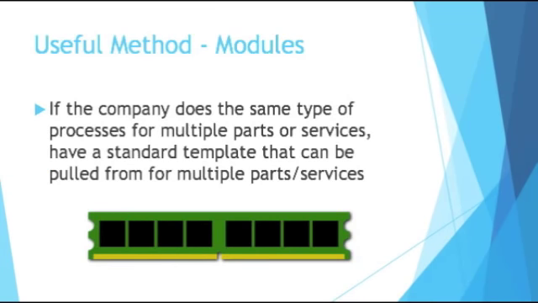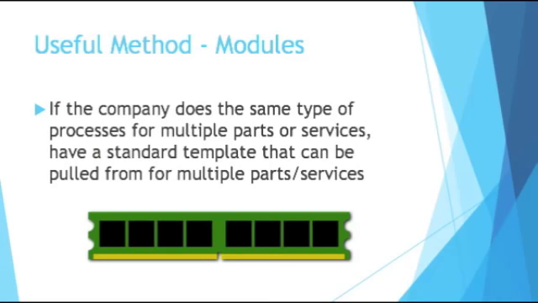Just some general useful methods for creating your FMEAs. Recently, I've seen a module system used, an Excel file that had different tabs based on the process, and this was super useful. So if you have a company that does the same type of process for multiple parts or multiple services, you can have a standard template for those individual processes that can be pulled to make multiple parts and services. So if your company does a lot of pressing or welding, just make a general one for pressing. Then every time the customer for a certain part requires an FMEA, you already have a template ready to go for part of how that part is made.